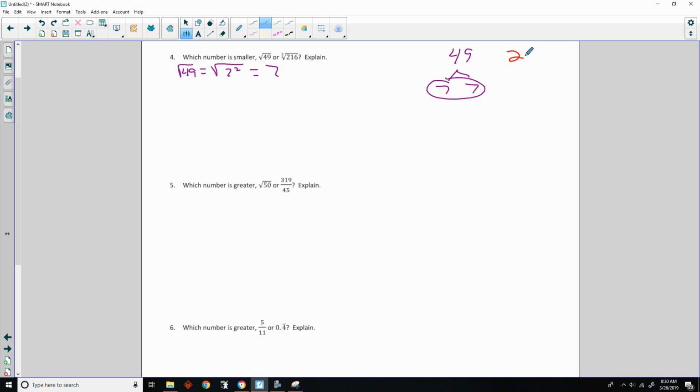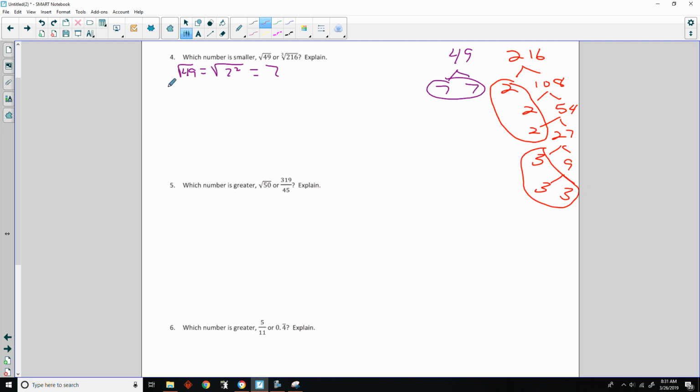The cube root of 216 is 2 times 108, which is 2 times 54, which is 2 times 27, which is 3 times 9, which is 3 times 3. Okay, so I have three 2s, and I have three 3s. So the cube root of 216 equals the cube root of 2 cubed times 3 cubed, which equals 2 times 3, which equals 6. Which number is smaller?